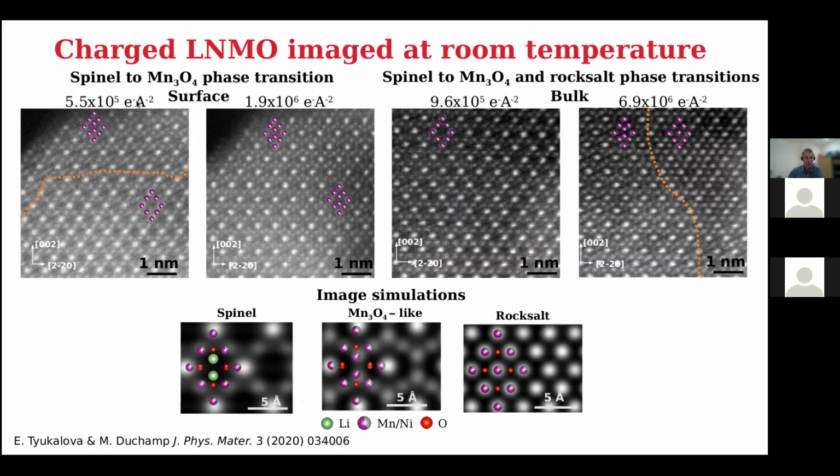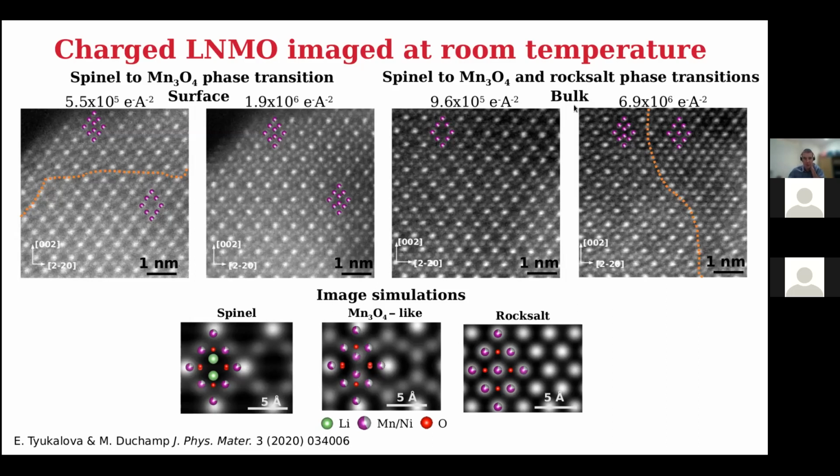So you can see that the dose, like 10^5 electrons per angstrom squared, is a relatively low dose for high resolution imaging. And we could see that even at this dose, the bulk part starts to be transformed first into the intermediate phase, and then it will transform to the rocksalt phase.